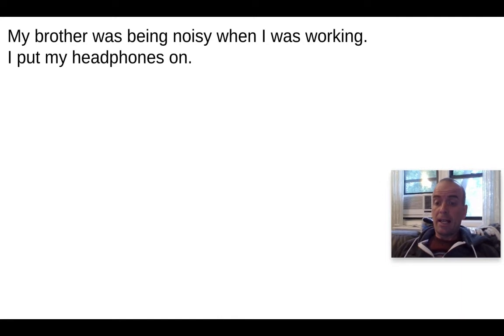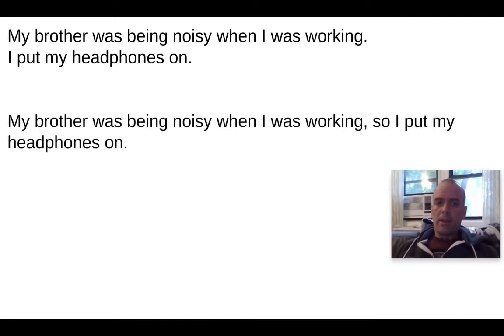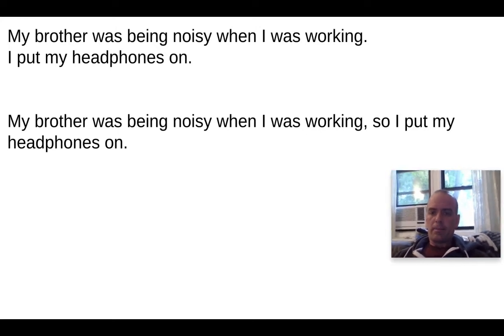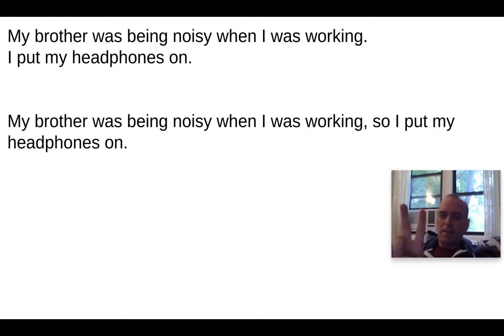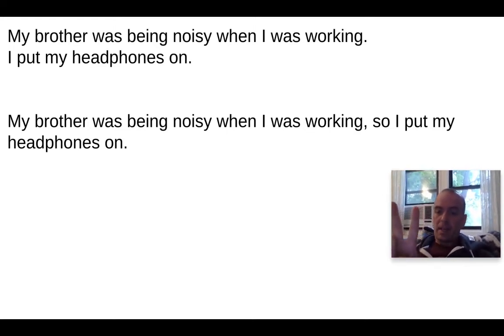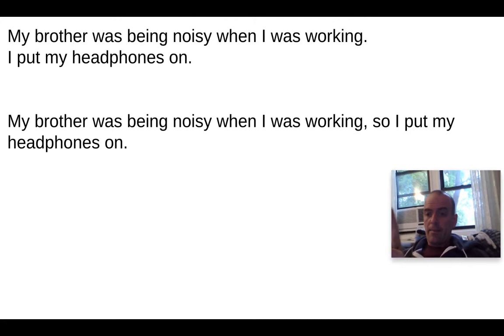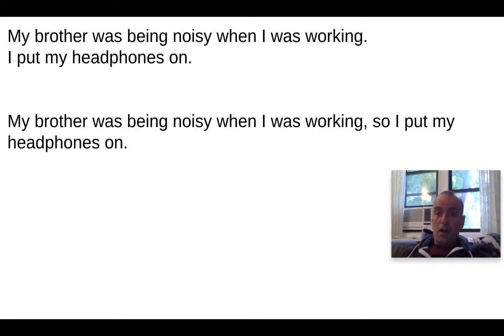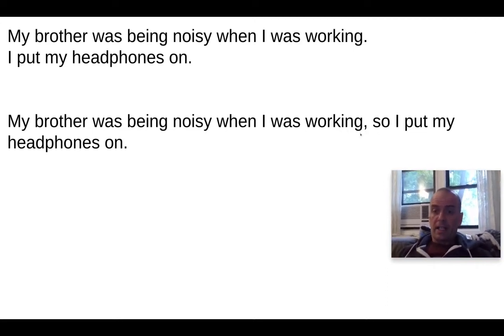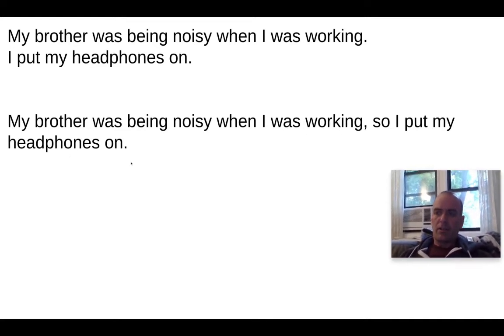Now let's combine them into a combo sentence using so. My brother was being noisy when I was working, so I put my headphones on. Do you see how that works? It takes two sentences and puts them into one. It makes your writing smoother and the sentences are meatier. And all you do is you add so and a comma to join them. And it's a problem, my brother is being noisy, and a solution, so I put my headphones on.